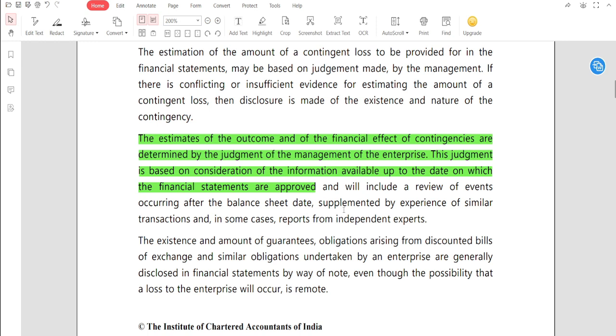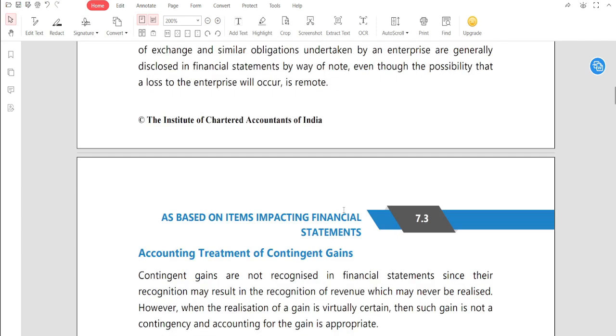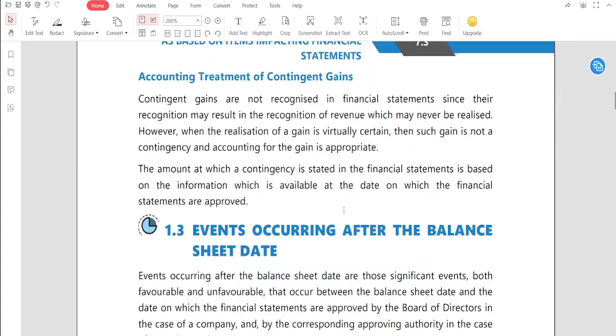This becomes your liability. They have to disclose it in the financial statement by way of a note, even though the possibility that the loss of the enterprise will occur is remote. Whether the liability actually happens or not doesn't matter. You have to understand that the possibility of the loss may or may not happen, but you have to record it in the books of accounts. That is what is called the contingency. Contingent gain we can discuss.